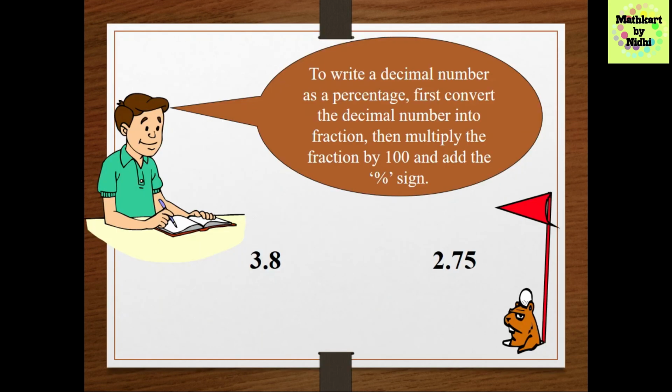Okay students. Now the last type, how to convert the decimal number into percentage. For this also, decimal numbers are numbers like 3.8, 2.75. To write a decimal number as a percentage, first convert the decimal number into the fraction. And we know we have done in the decimal chapter how to convert the decimal into a fraction. First we can convert it and then simply follow the same process, like we will multiply by 100 and then we have to add the percentage symbol.